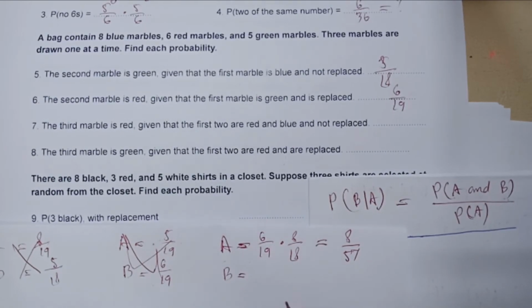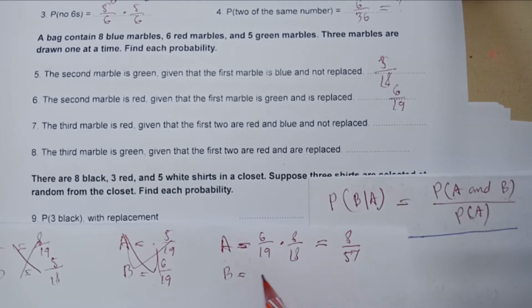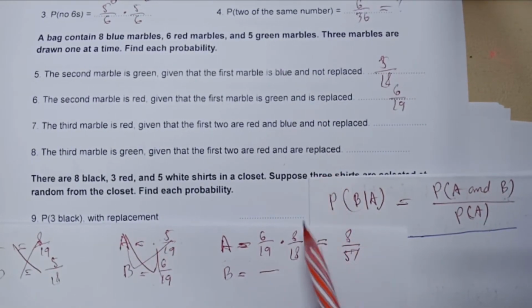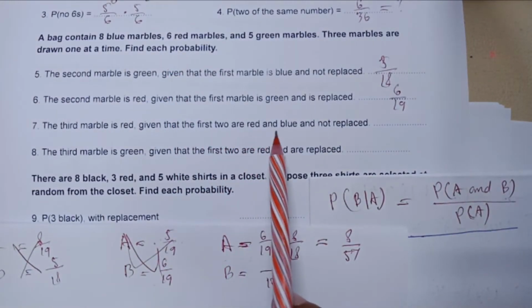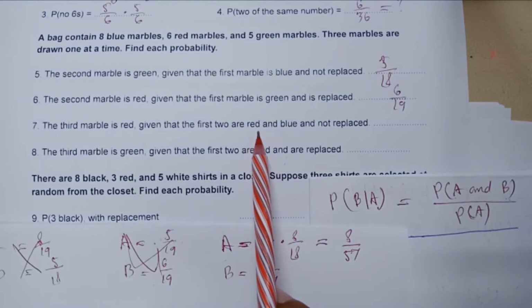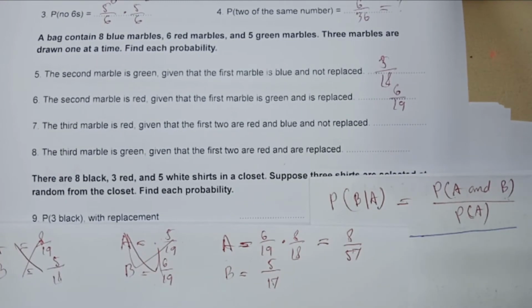Event B, which is the third marble, is red still, and it's not replaced, so it's over 17. And red before it's 6, but since you drew one red out already, another red is going to be 5 over 17.